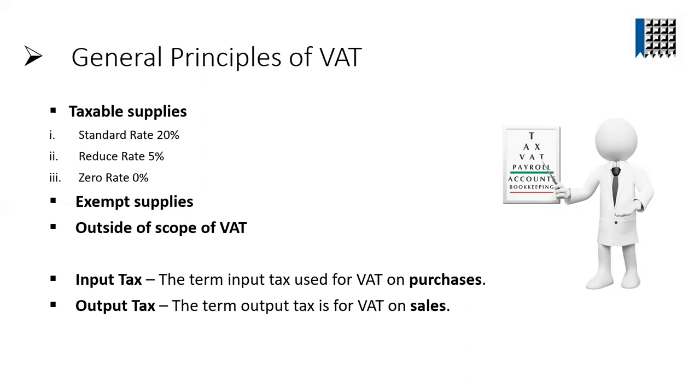Where a business makes both taxable supplies and exempt supplies, it becomes a partially exempt business and may not be able to recover all of its input tax. But it really depends on the de minimis rule, which we will discuss later in this video.